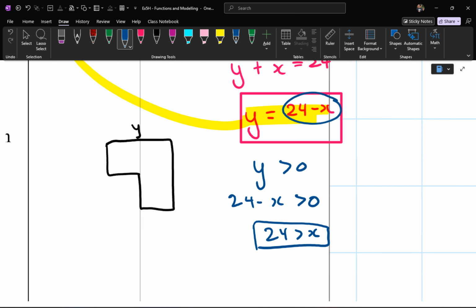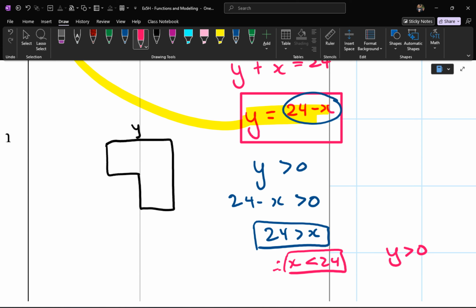So far I'm saying y cannot be negative, but if that's true, then y is equivalent to 24 minus x. So 24 minus x has to be greater than 0. Add x on both sides. That tells me x needs to be smaller than 24. So the number for x has to be smaller than 24 in order for y to be greater than 0. Okay, so that's one of the restrictions that we can see.